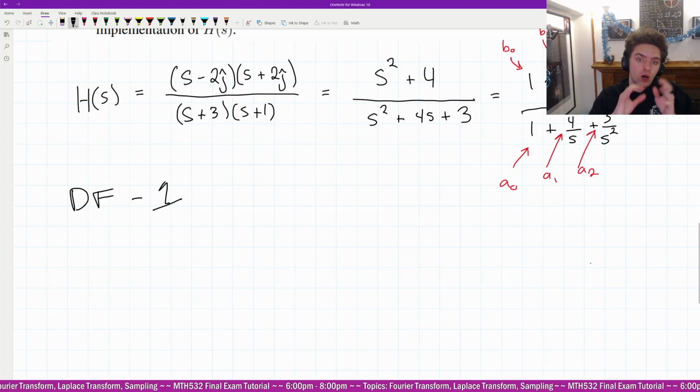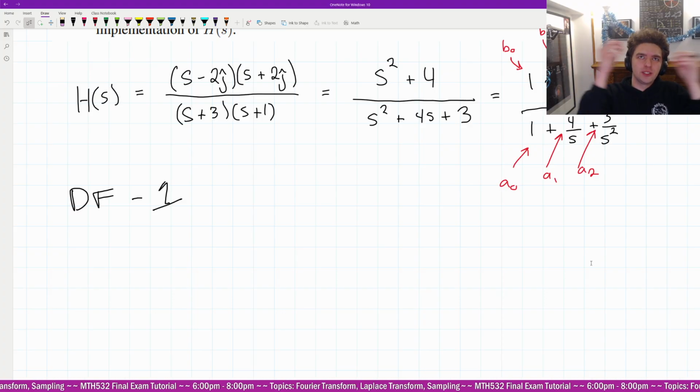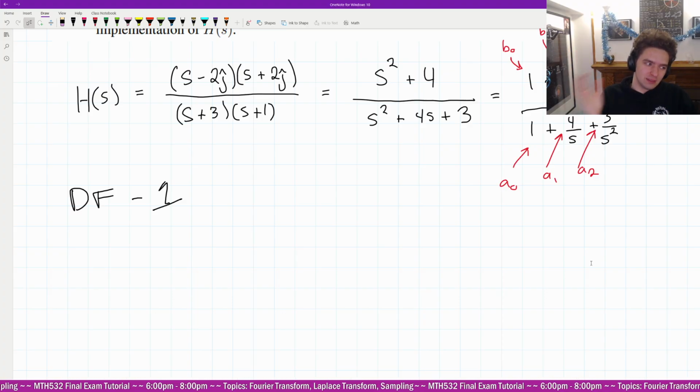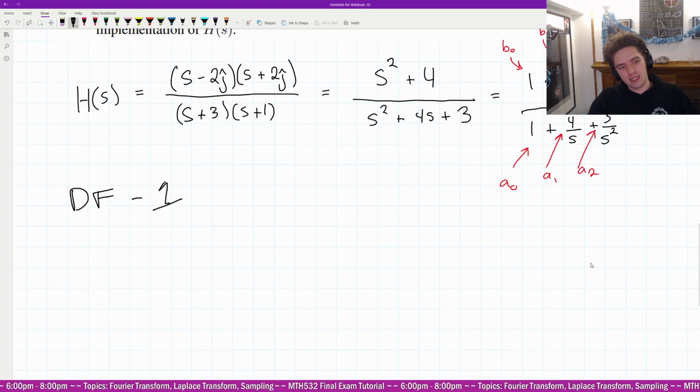So direct form 1, this is how I remember it. Direct form 2 is the better one, so you have all the integrators in the middle. Direct form 1 is the worst one, so you have the integrators on the outside. Because direct form 2 you can combine them. So direct form 1, the integrators are on the outside.